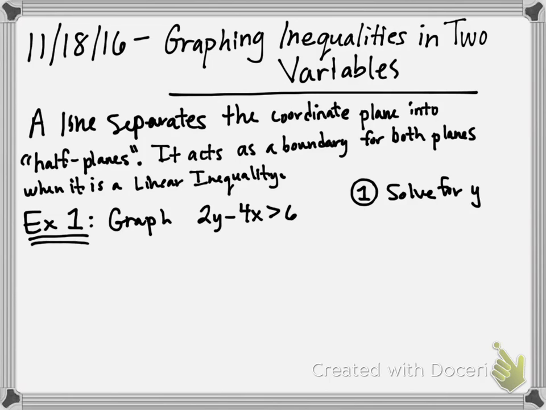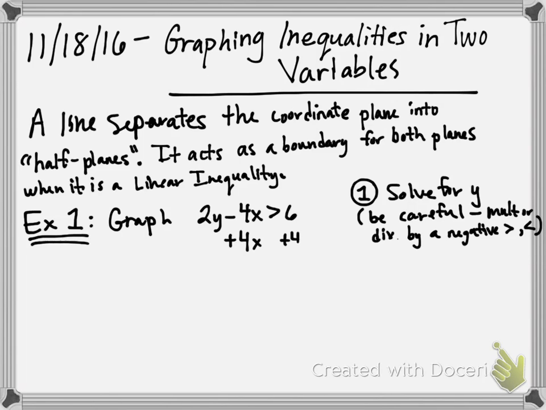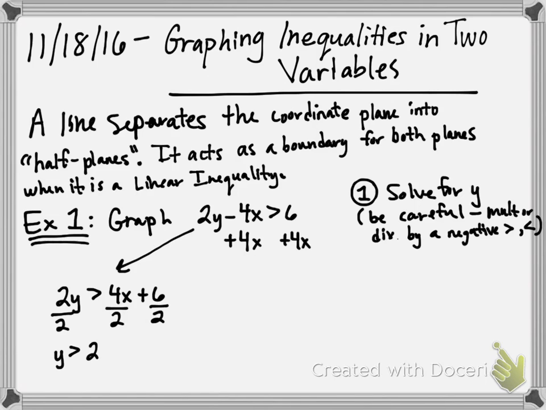So let's go over the steps to do this first. We're going to solve for y. If it's not solved for y, it's hard to graph because we need to know the slope and we need to know the y-intercept. But be careful when you're solving for y. If you multiply or divide by a negative, remember that the inequality sign has to switch. Here we're not going to multiply or divide by a negative because when we add 4x to both sides, we get 2y is greater than 4x plus 6, so now we get y by itself by dividing by 2. So we'll divide everything by 2 and we get y is greater than 2x plus 3.